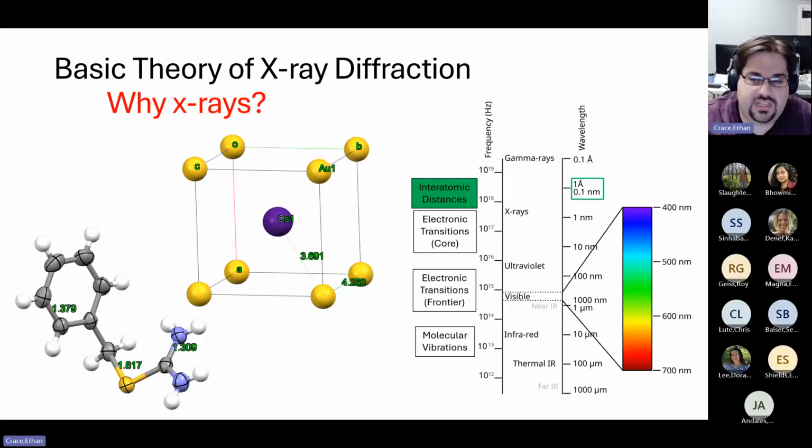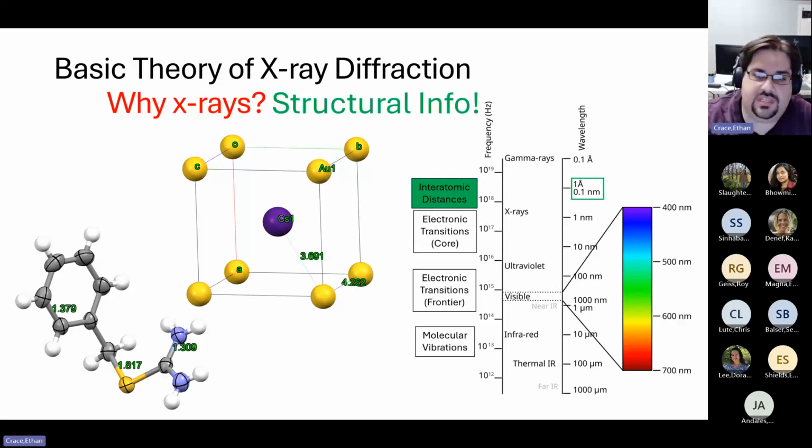The bigger thing for us is that when you get to X-rays of the appropriate energy, the wavelength of those X-rays are on the same order of magnitude as interatomic distances inside of our molecules and materials. So this is a good probe that helps us look at structural information for the materials that we're growing.